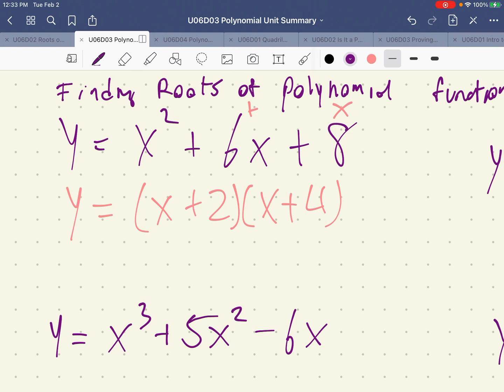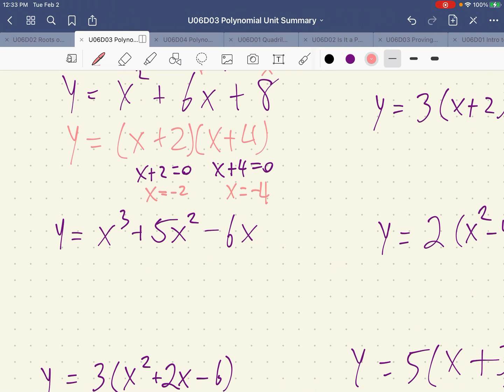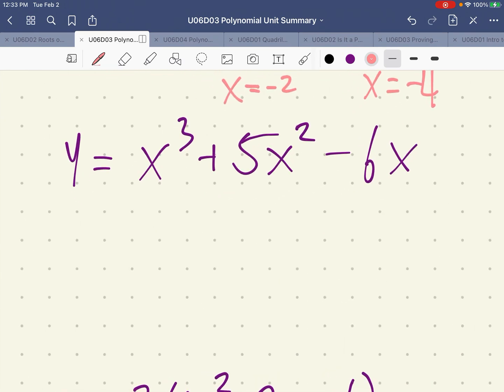Once we're in factored form, we can take a factor and set it equal to 0, so x plus 2 equals 0, and by solving we get x equals negative 2. So this will have an x-intercept at that value. When we set x plus 4 equal to 0, we get x equals negative 4 for one of our roots. Let's take a look at the next example.